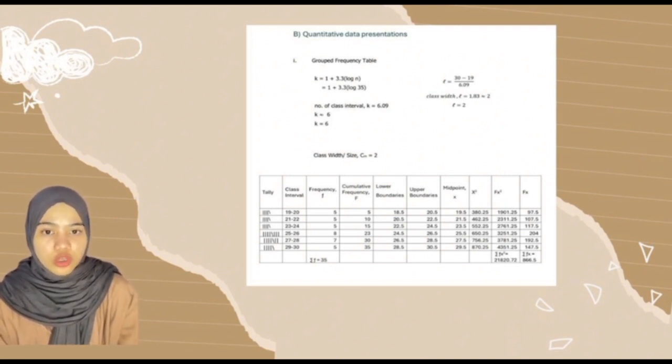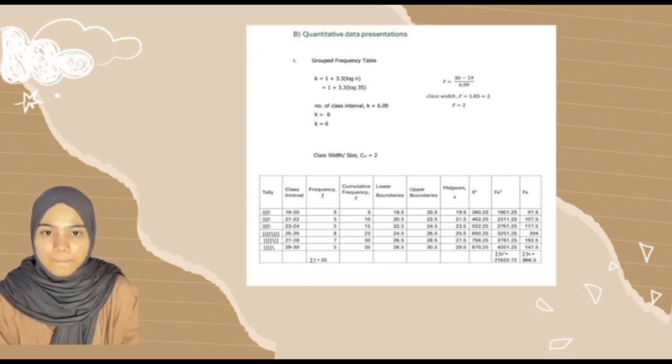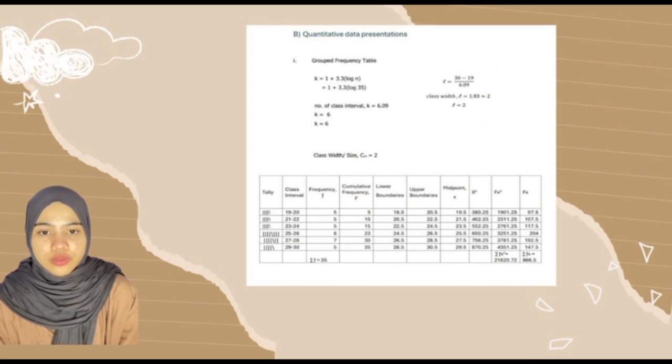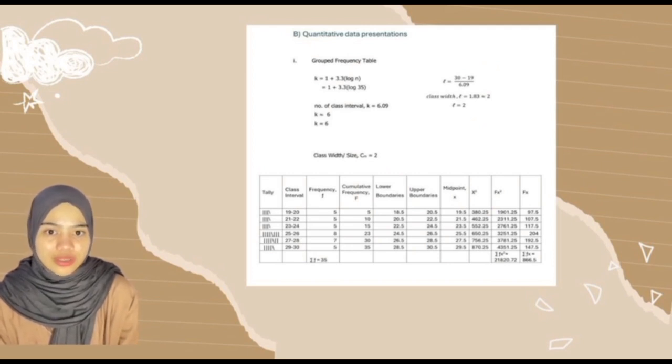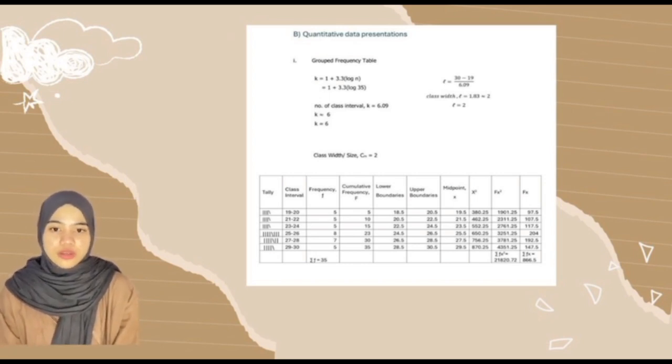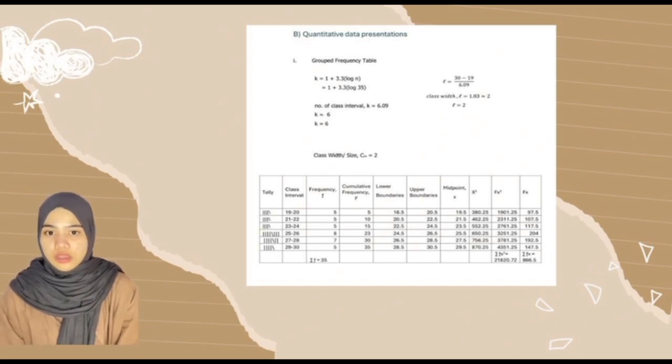And for class width formula, which is L, it is the maximum value in the data minus the minimum value in the data over the number of class interval K, which we got before. So the formula will be 30 minus 19 over 6.09, or 6. So we will get the class width L as 1.83, and I will round it as 2. So from both formulas, we got that the number of class interval is 6 and the class width is 2.